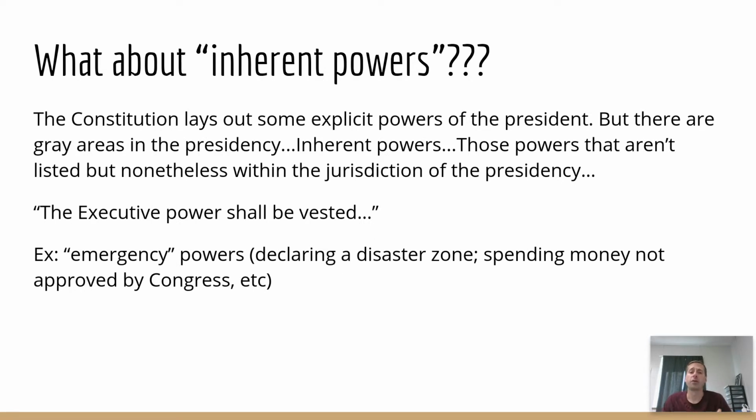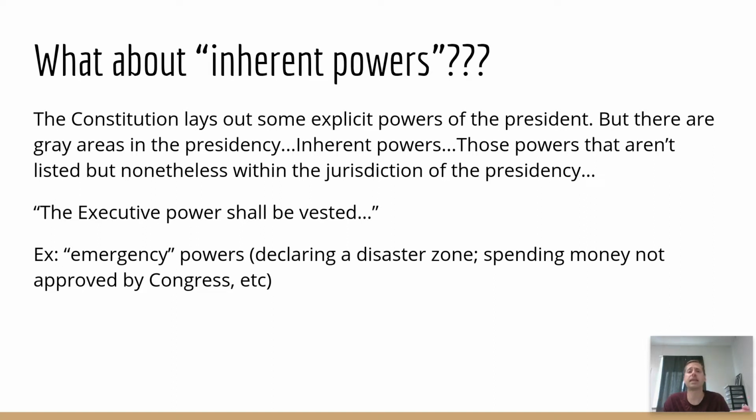There's other powers that the president has. We know there's powers specifically listed in the Constitution, but there's also this gray area. And the gray area really starts off with the very first line of Article 2. The executive power shall be vested in a president. Well, what the heck is executive power? What does that mean?